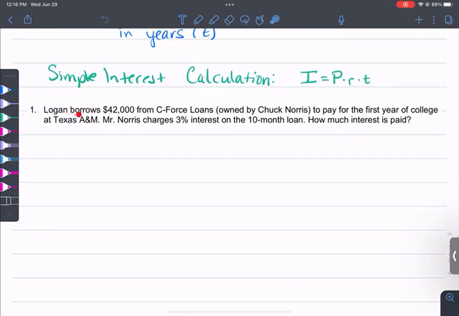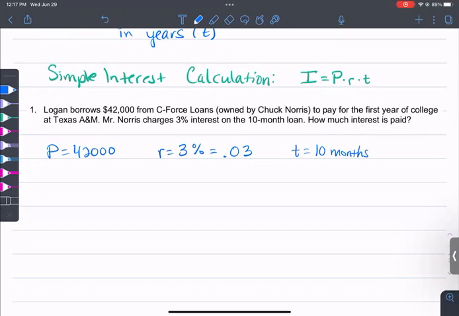So if we go piece by piece through the information, first of all, it says Logan borrows $42,000. That would be the principal, the amount borrowed. He charges 3% interest, so the rate is 3%, which we need to translate to a decimal by moving the decimal 2 places left or dividing by 100, so 0.03. And the time is reported to be 10 months. Our time measurement must be in years. So since there are 12 months in a year, it would be 10 divided by 12 years to give you that fraction of a year.